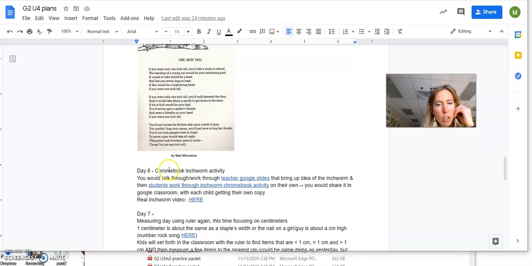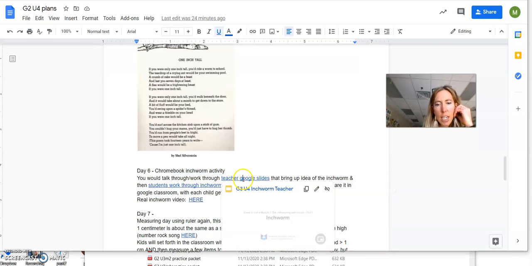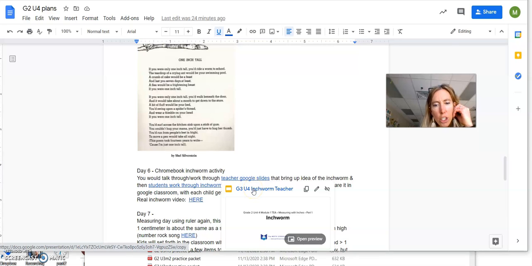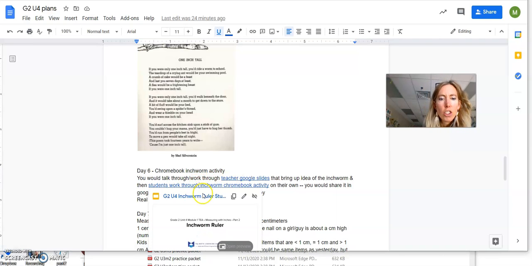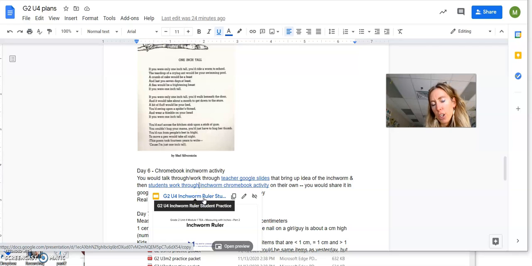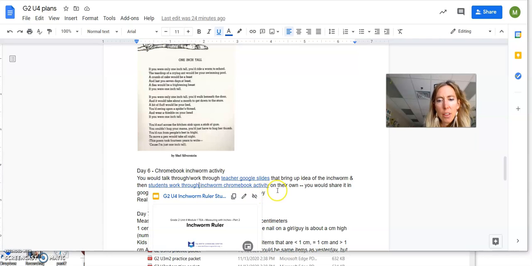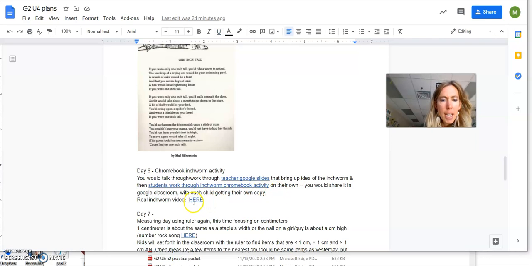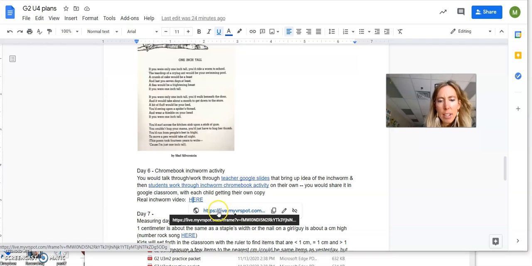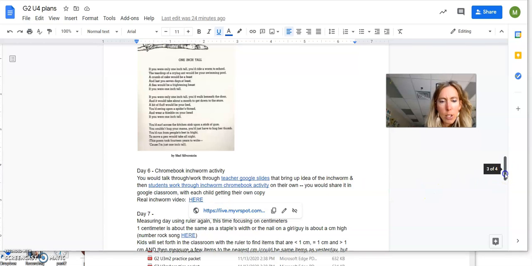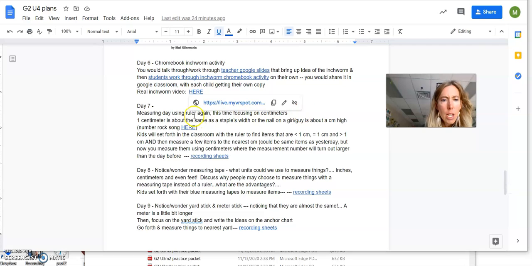Day 6, if you want to incorporate some Chromebook measurement activity, this is a new tech-enhanced activity from Bridges. So here is a Google slide deck that a teacher could go through that introduces the idea of how big an inch is with an inchworm. And then here's a student practice. You could share this out in Google Classroom, and kids could work through it on their own. And then here's a real inchworm video that I've shared with you last year that you guys can look at as a class. So then you keep going.